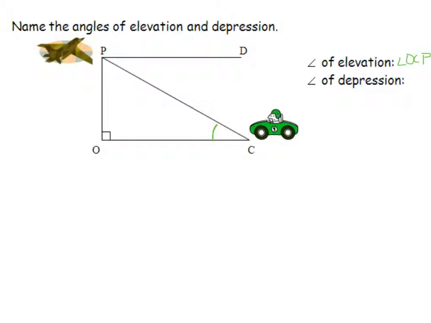And then for our angle of depression, that's from the horizontal down to the line of sight. So if I'm talking about my horizontal down to my line of sight, it's almost like I'm in the airplane looking down at the car. That's my angle of depression. So my angle of depression is going to be angle DPC. Now, I don't know if you noticed this, but technically speaking, since you're working with two horizontal lines, they're going to be parallel to each other. And if they're parallel, you've just formed a pair of alternate interior angles. We'll get into that in the next slide.